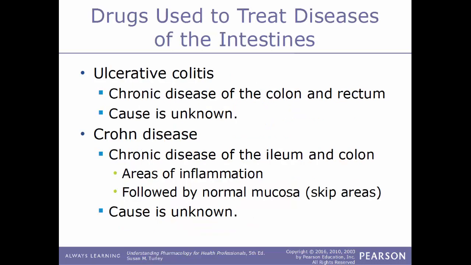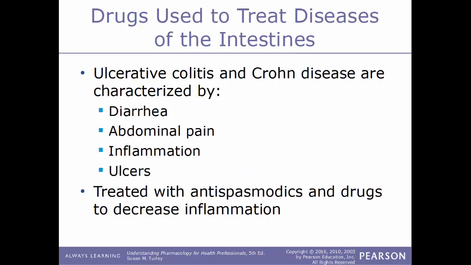Alright, now we'll talk about drugs that are used to treat diseases of the intestines. First one, we'll talk about ulcerative colitis. This is a chronic disease of the colon and of the rectum, and the cause of this condition is unknown. Another example, Crohn's disease. This is a chronic disease of the ileum and of the colon. And in this condition, you have areas within the ileum and of the colon that are inflamed, then they'll be followed by tissue that is normal, and the cause for this disease is also unknown.